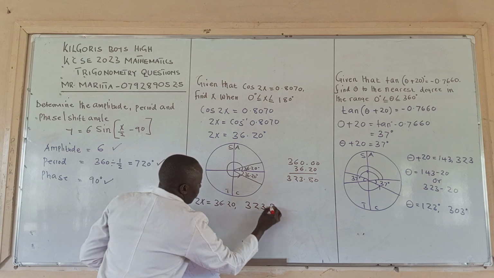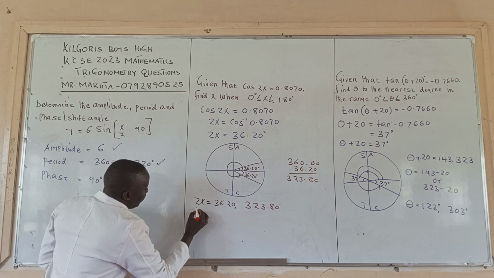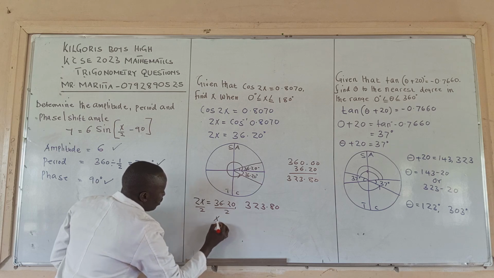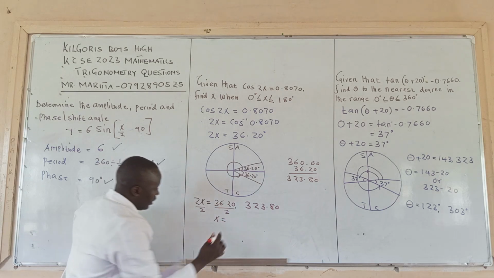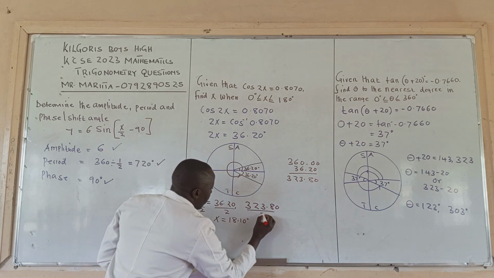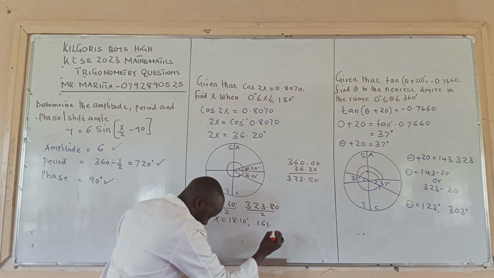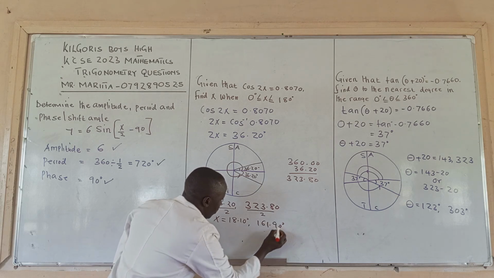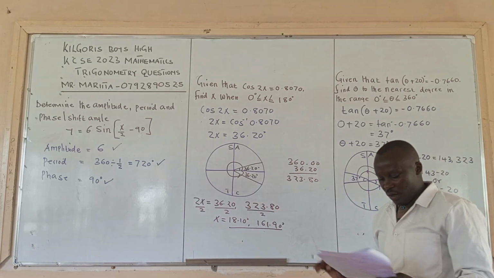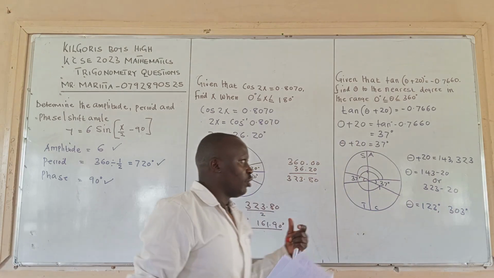So to get the value of x, you divide this one by 2, so the value of x is equivalent to 18.10 degrees. And if you divide the other one by 2, our x will be equivalent to 161.90 degrees. So the main thing here is using the quadrants and the unit circle. That is the secret or the criteria of answering these questions on trigonometry correctly.